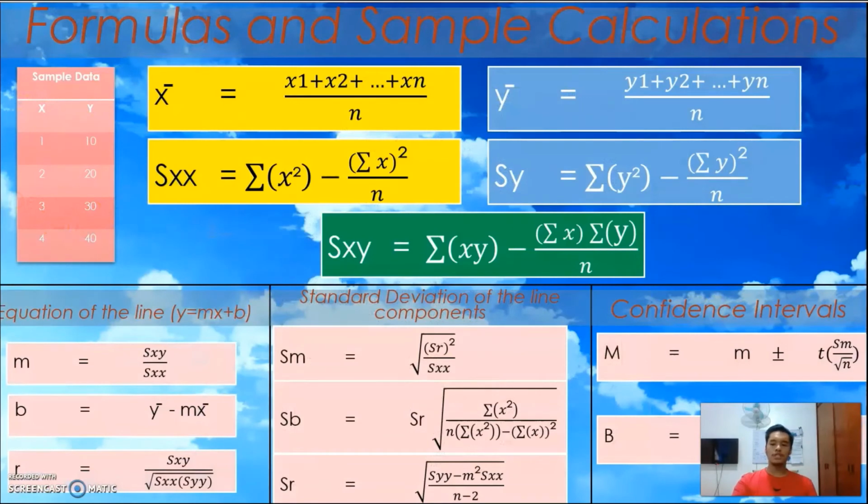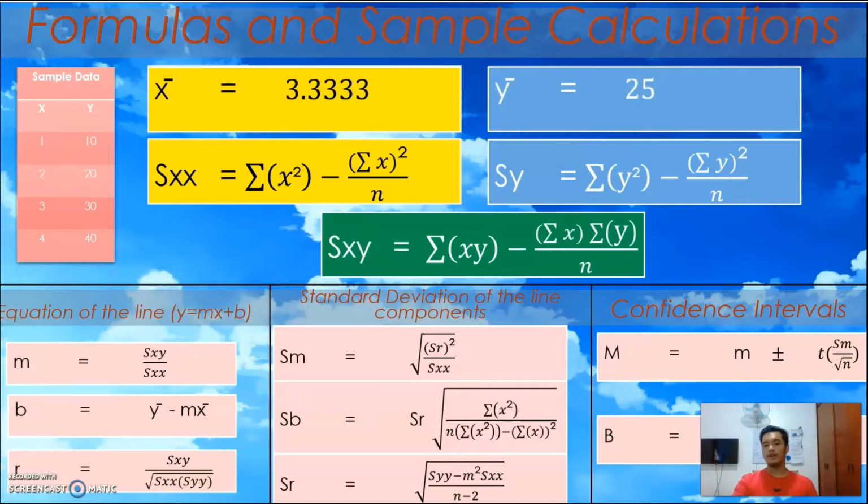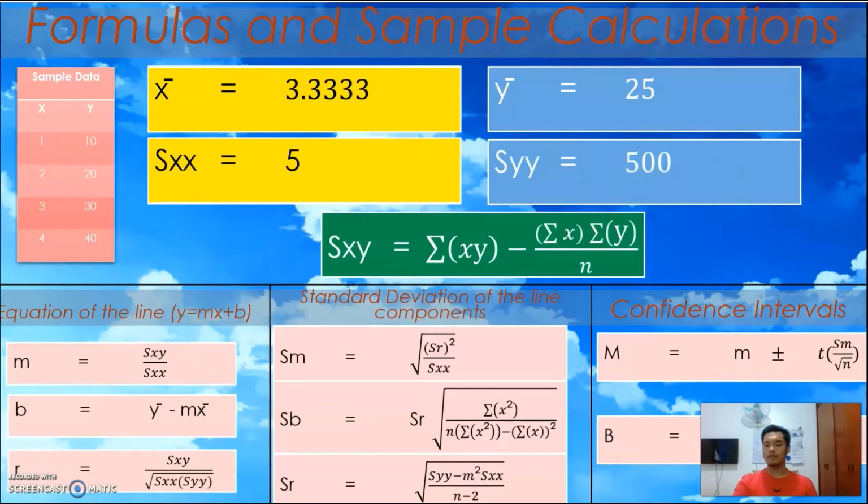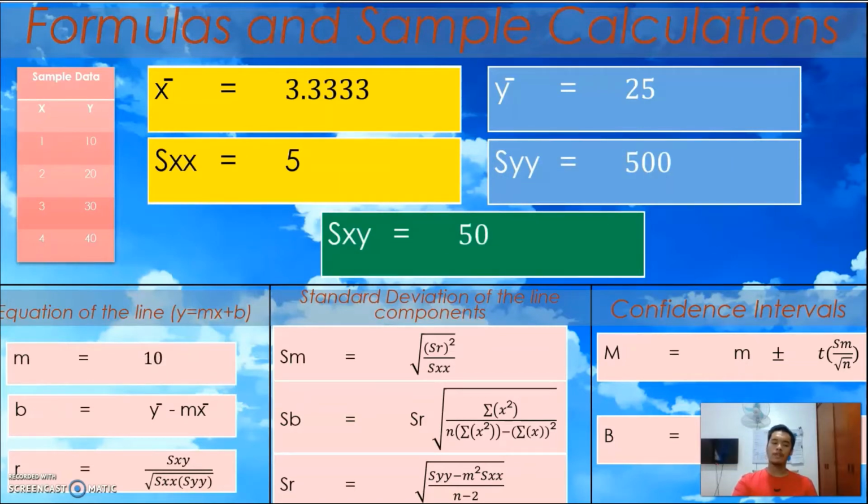Therefore, let's put these data into action, where the mean of x will be 3.333, the mean of y will be 25, Sxx would be 5, Syy would be 500, Sxy is 50. The equation of the line, based on the calculations and formula: the slope is 10, the y-intercept is 0, and the correlation coefficient is 1. This means that the data is linear.